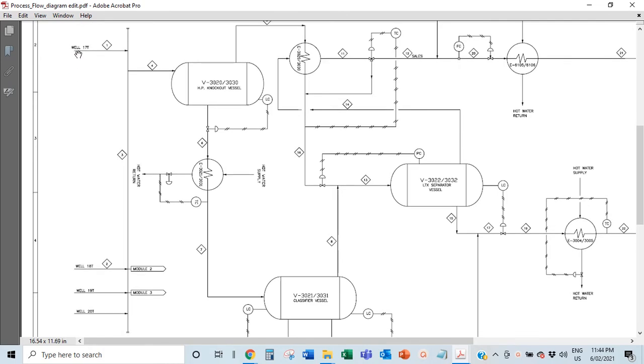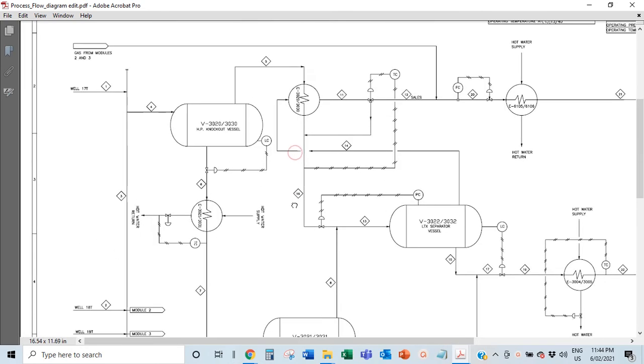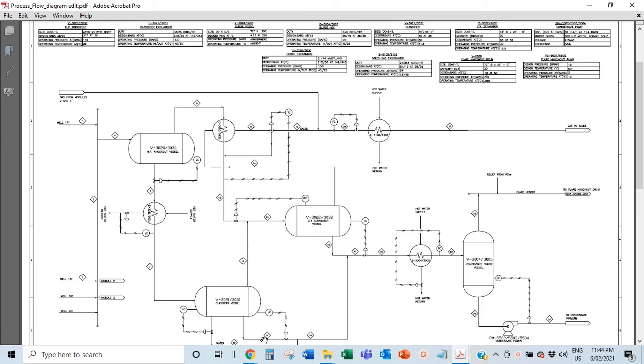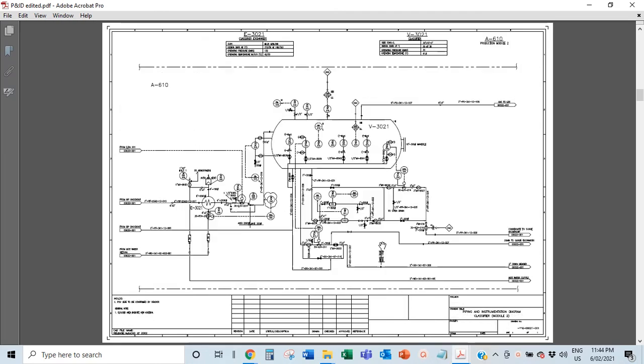So I started off with the wellheads, and so these are just the lines. This is the PFD, the process flow diagram, which is like a holistic view of everything before you go into the P&IDs, which breaks everything down into more detail.